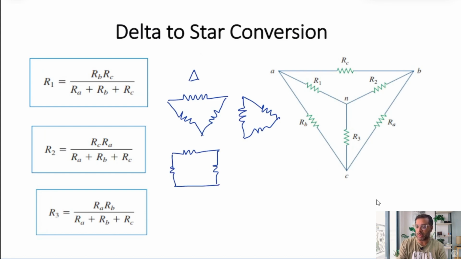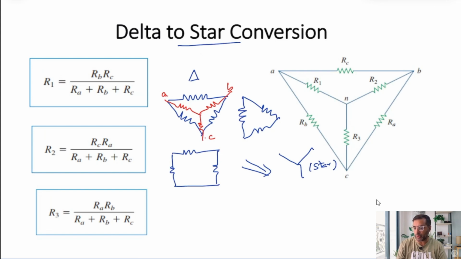So in delta to star conversion, we can convert these kinds of delta networks into a Y or star network. Now if we talk about the star, in the given circuit we are having three resistors. One starts from one of the vertices, the second from the second vertex, and the third one from the third vertex. Now if you want to find out the values of RA, RB and RC, that is given by the formulas which are mentioned over here, right?